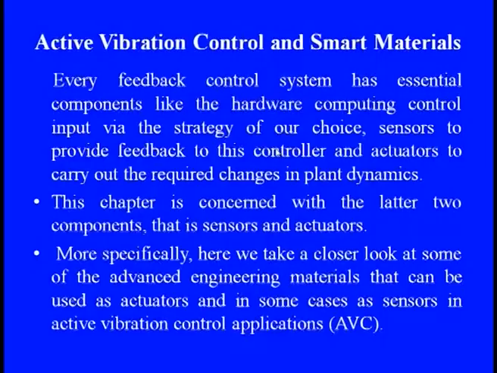So every feedback system, when we talk about it, essentially has various components, like hardware, computing, control input, or even various strategies in which the sensor is providing the entire feedback and the actuator is simply carrying out whatever the requirement is, whatever the dynamic feature of the system is. So we can say that we are trying to focus on the sensor, actuator and automatic control part in this. And more specifically, when we are talking about the sensing part, the first thing that comes is: what is the material property in that?